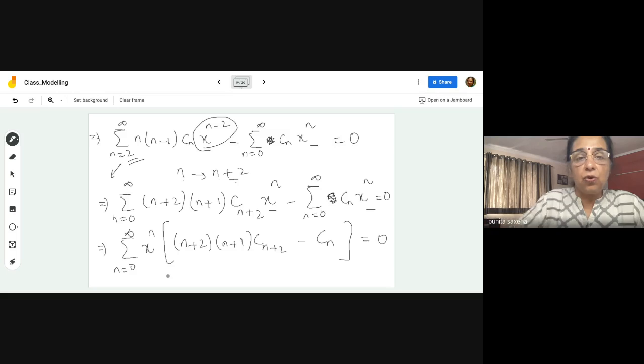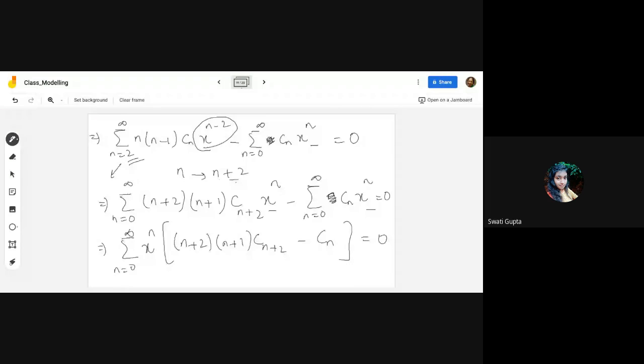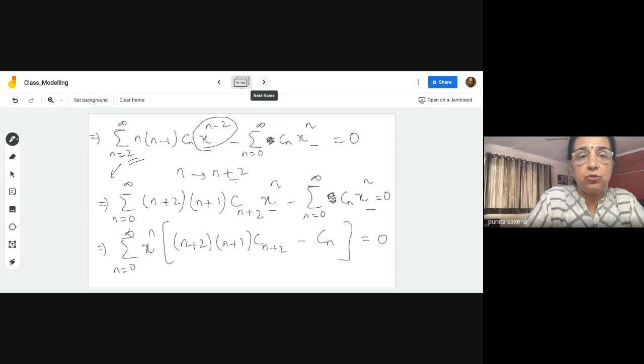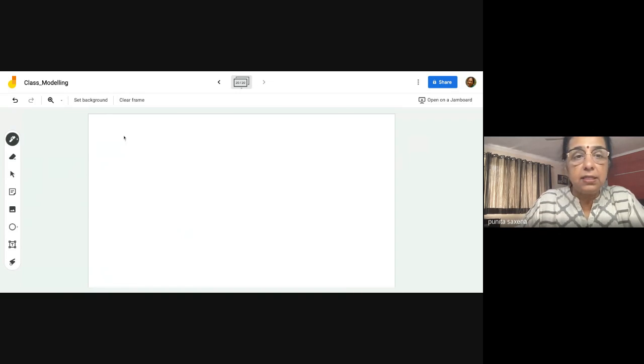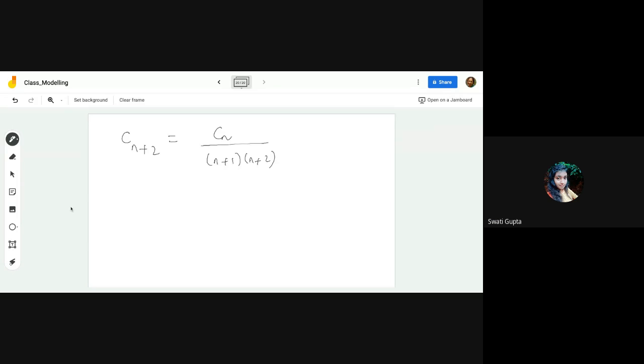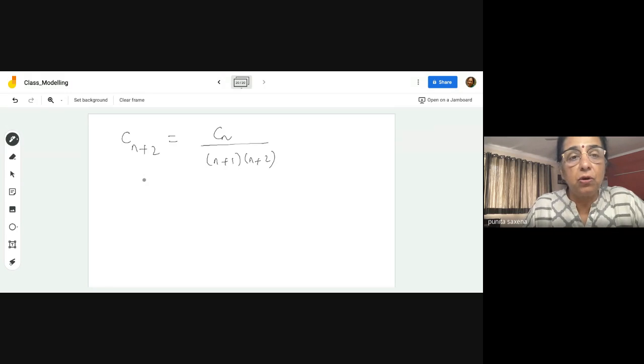Right. And so what do you get? The recurrence relation. Cn plus 2 equals Cn by n plus 2 n plus 1. Is it Cn plus 2 that is coming? Right. Because I'm changing my n to, yeah. So what I'm getting is that Cn plus 2 is equal to Cn upon n plus 1 into n plus 2. This is what's coming, right? Yes, ma'am. Right. Now you can proceed on.